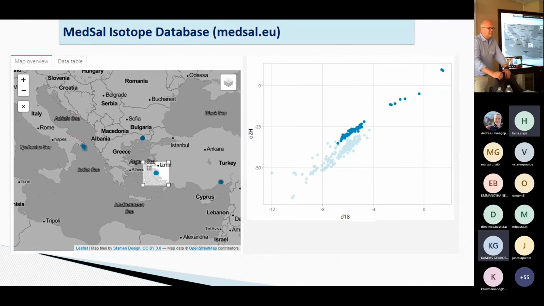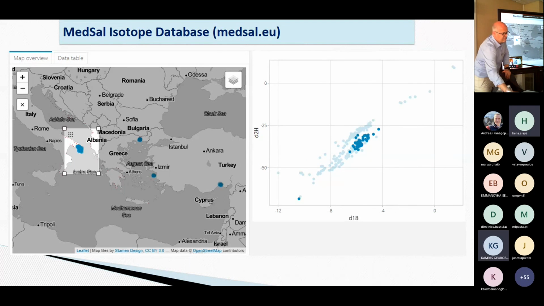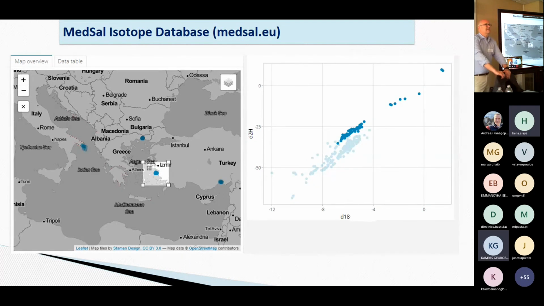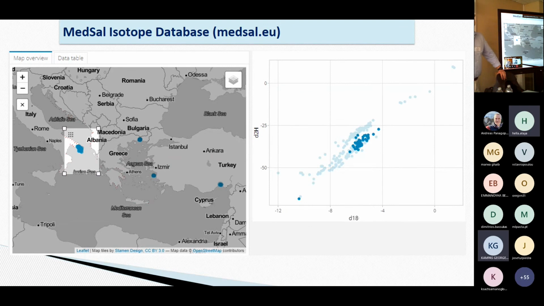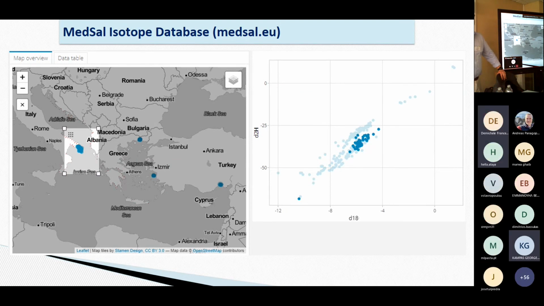Now if we move to Samos, you see now also from flipping between the samples that this, yes? I would like to ask. Yeah, yeah. Yes, I will repeat your question. I will repeat my question.